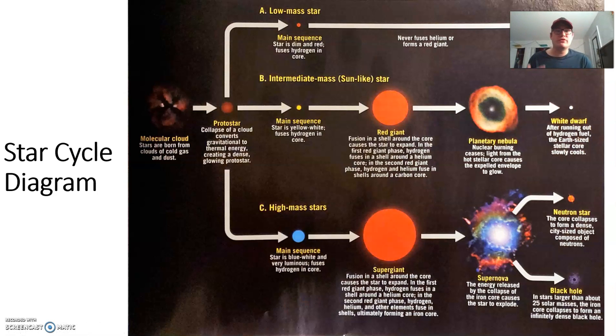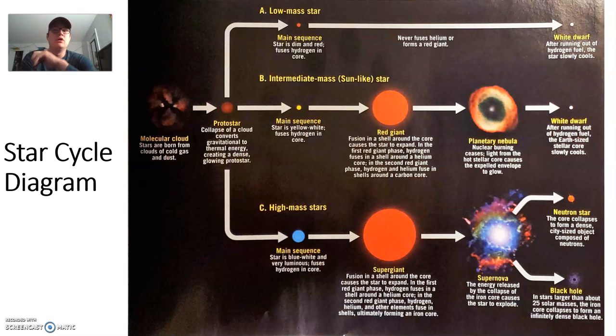Remember, last week we went through this star diagram. Let me slide my face up over here so you guys can see it all. We went through the star cycle diagram, okay? What we learned is that everything starts as a molecular cloud and turns into a protostar. After the protostar stage, it's going to either become a low mass star, an intermediate mass star, which is like our sun, or a high mass star.